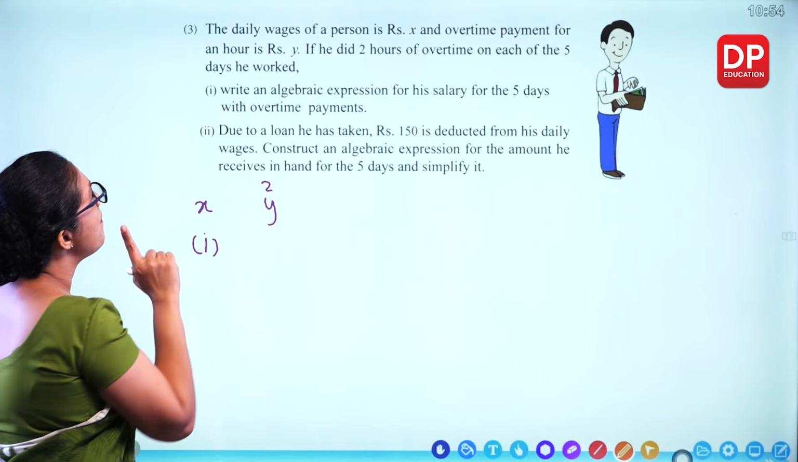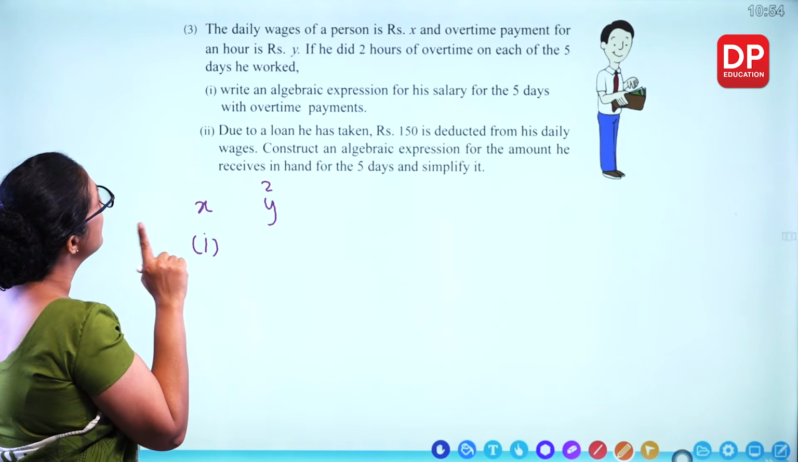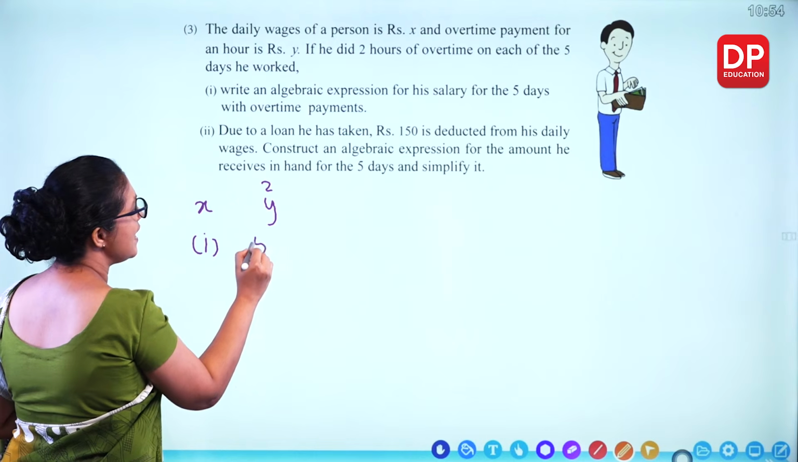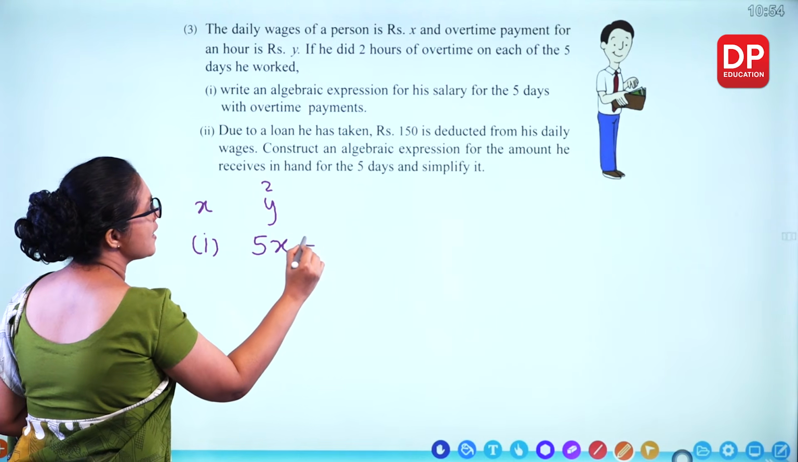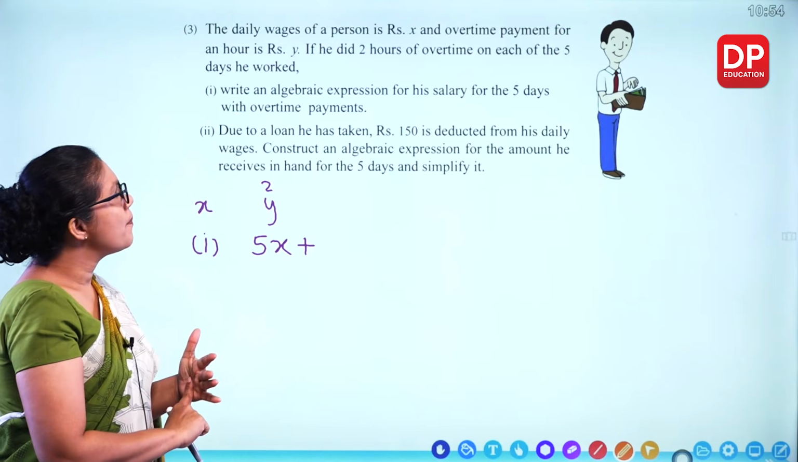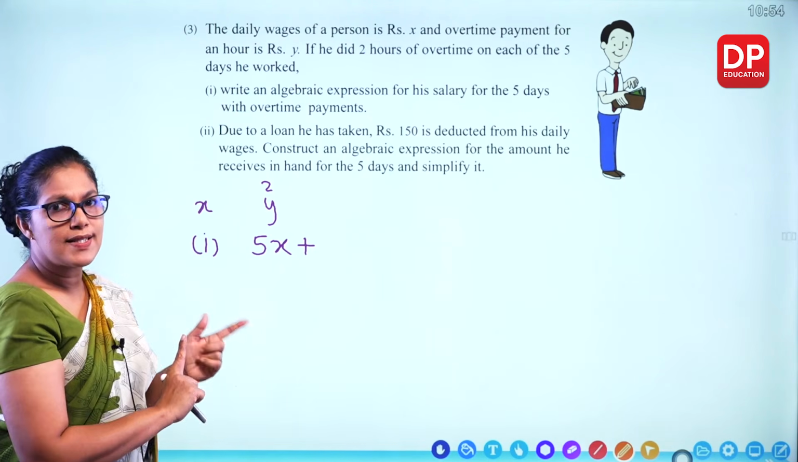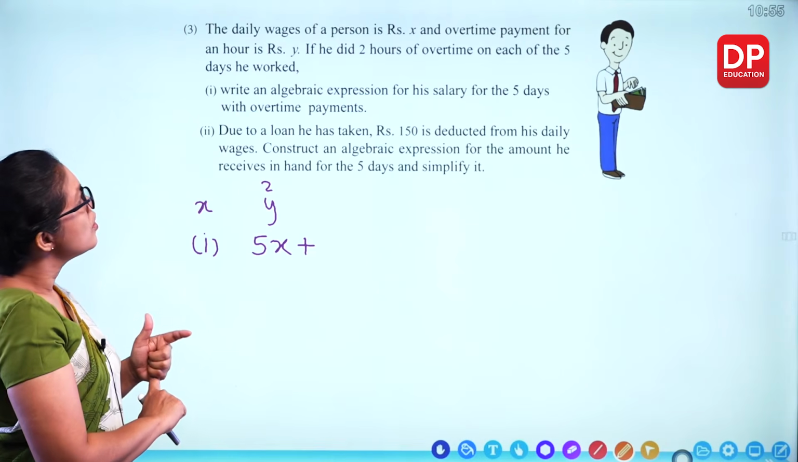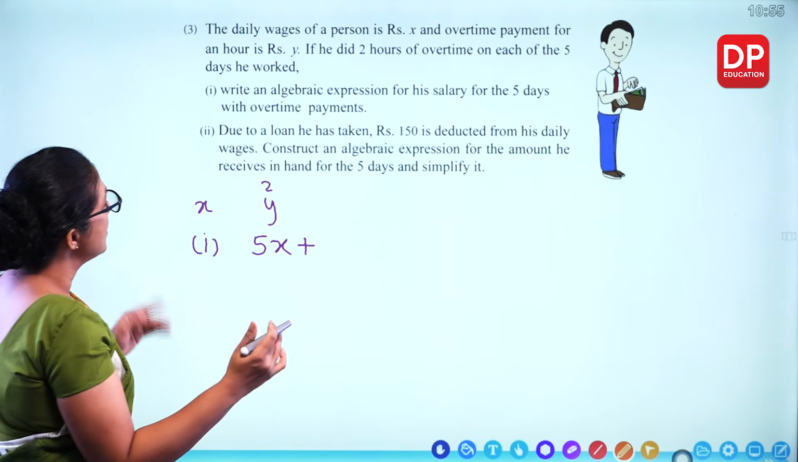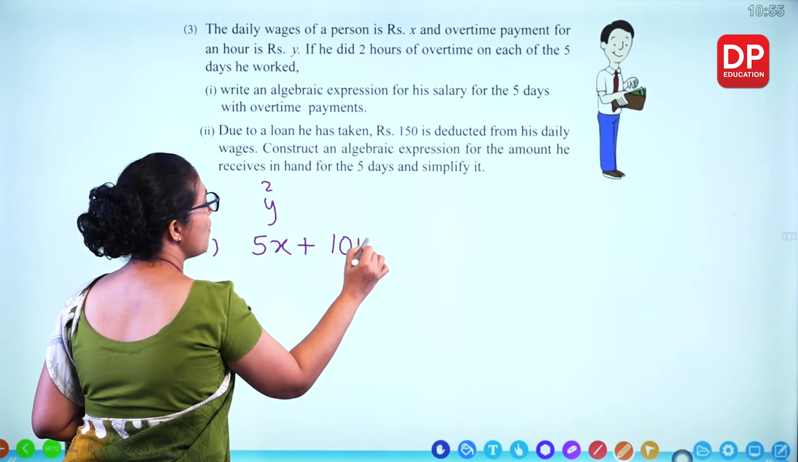So what's the 5 day salary? Normal salary is X daily. That means 5 days, 5X. Plus overtime payment, every day Y rupees for 1 hour. 2 hours daily, so 2Y. 5 days, 2Y times 5, that's 10Y.